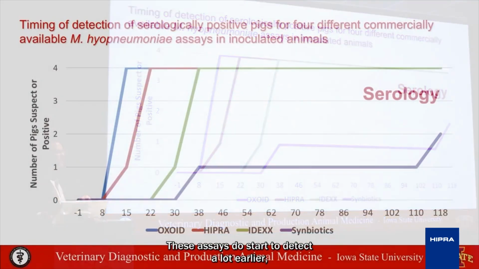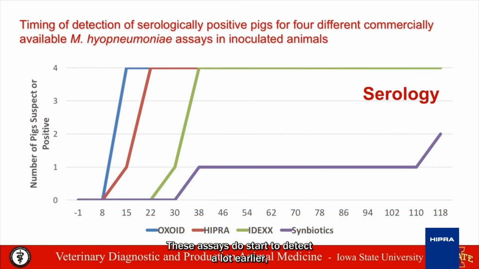These assays do start to detect a lot earlier. So on day 8, we started to get some positives. And then you can see a little bit of variability in how well some of them responded, or how quickly they turned seropositive.